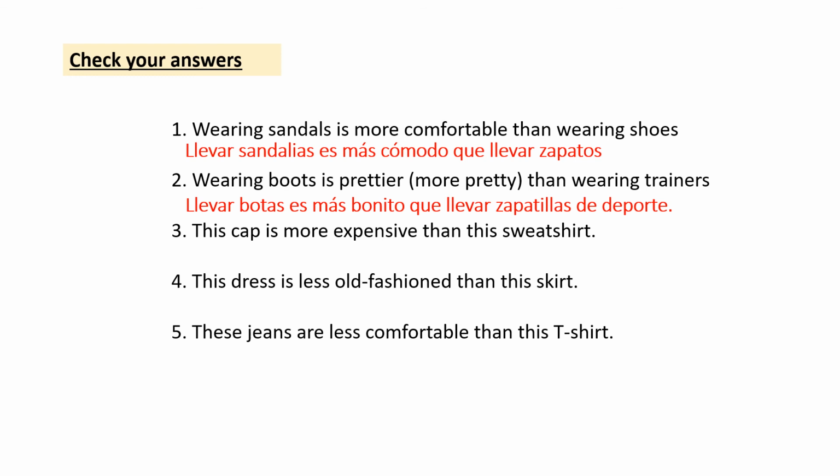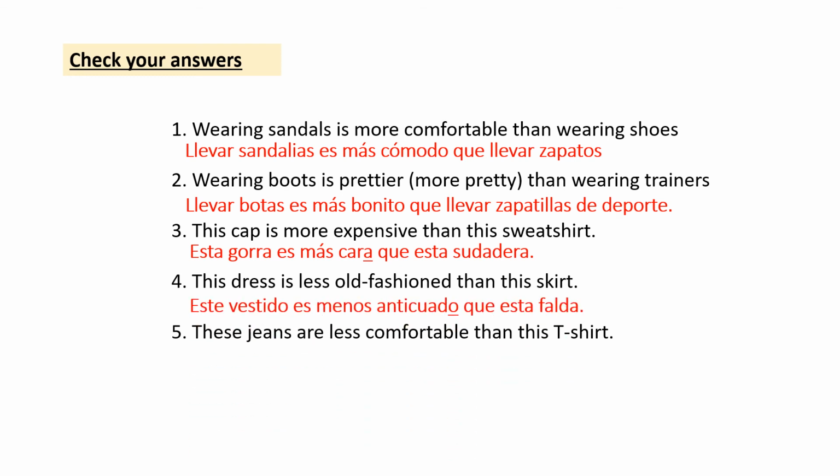Now, 3, 4 and 5, everything must agree. So this cap, number 3, is more expensive than this sweatshirt. Esta gorra es más cara, because gorra is feminine singular, que esta sudadera. Number 4, this dress is less old-fashioned than this skirt. Este vestido es menos anticuado que esta falda. Anticuado stays in masculine singular form because vestido is masculine singular.